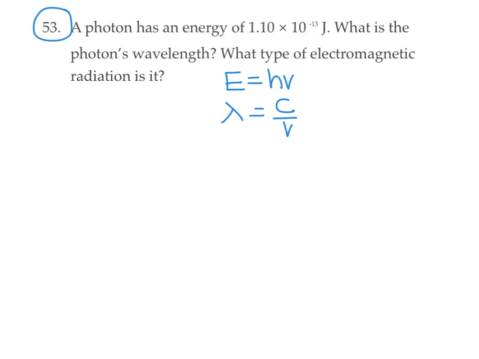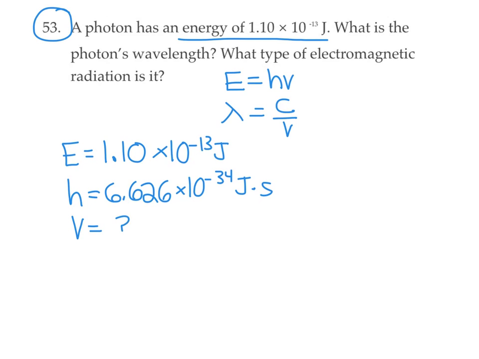It's problem number 53. So the first part of the problem says a photon has an energy of 1.10 times 10 to the negative 13th joules. So I know I'll be using the energy formula. So I'm going to go ahead and write out all of the variables and fill in what I do know.